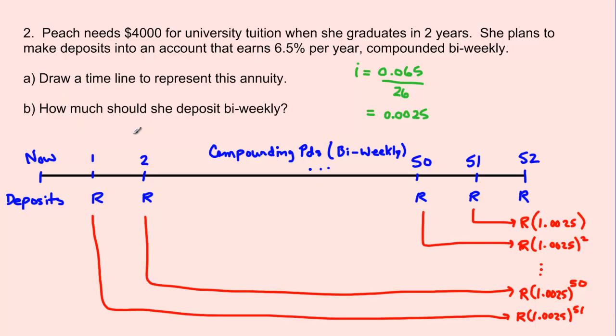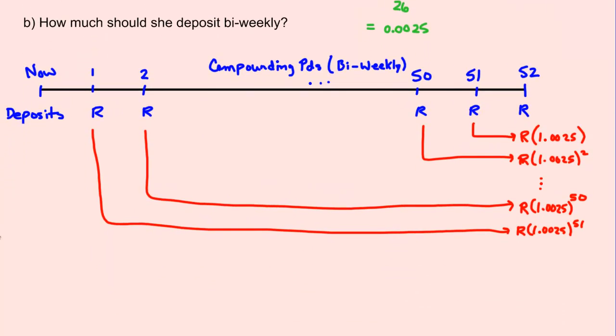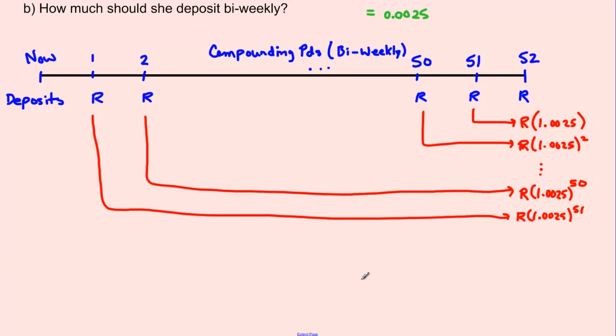So now how much should she deposit bi-weekly? In the previous example, we figured out what was in the account after the end of the term, but we know that she wants to have $4,000 at the end of the term. Our question is, how much does she need to deposit each compounding period? So what we're going to do is we're going to set up our formula. Remember, our formula is future value equals R times 1 plus I to the exponent n minus 1 all over I.